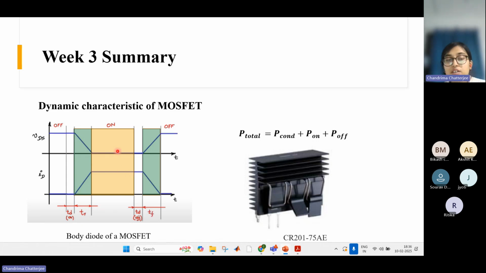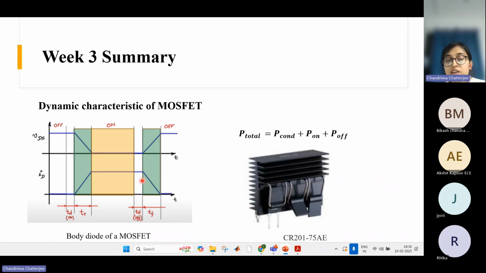So here, whatever VDS you get, that is ID times RDS on. The MOSFET channel has some resistance, which is very small. That resistance times the current, whatever is the voltage, that is the VDS drop during on condition. Right. Then again, when you withdraw the gate pulse, you need to go from on condition to off condition.